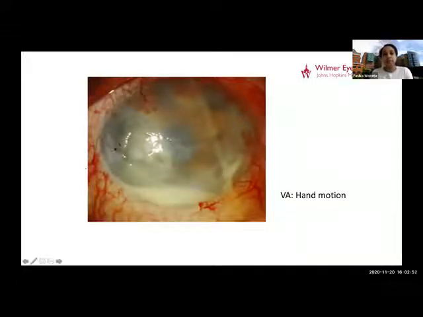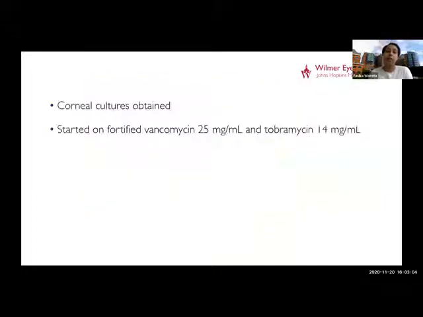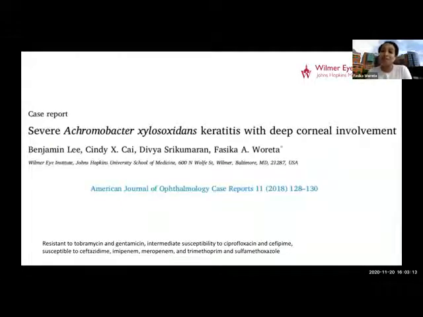And you can see the epithelial defect and stromal keratitis and hypopyon here. On presentation, it had been several weeks, and they had treated with a topical besifloxacin, and the patient was not getting better. So on presentation, we did corneal cultures and started him on fortified topical antibiotics. And basically what he ended up growing was this bacteria called Mycobacterium xylosoxidans.